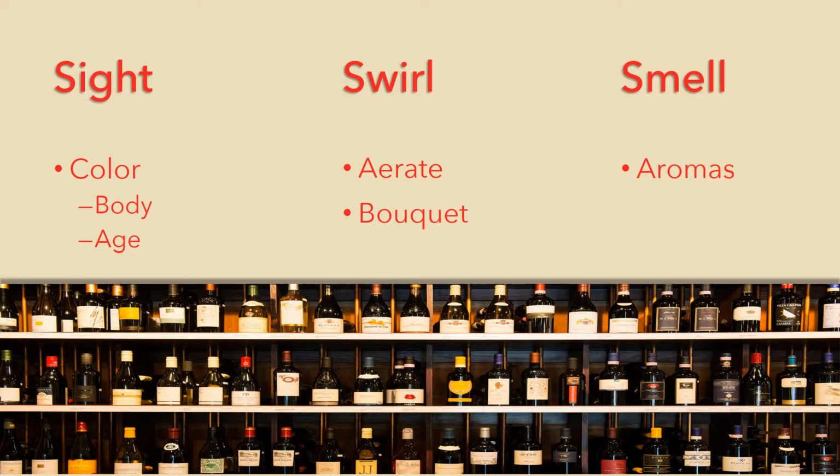Swirling the wine is extremely important as it helps to aerate the wine and release the bouquet. And smell is one of the most important steps of analyzing wine because you are able to pick up on the aromas that were mentioned before.